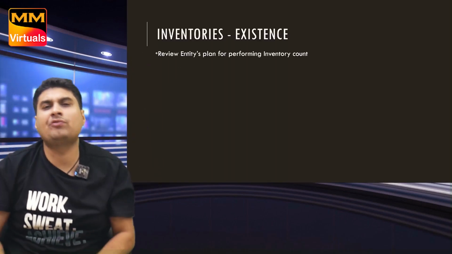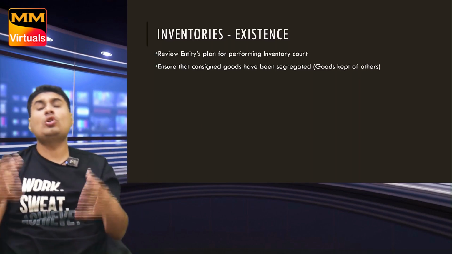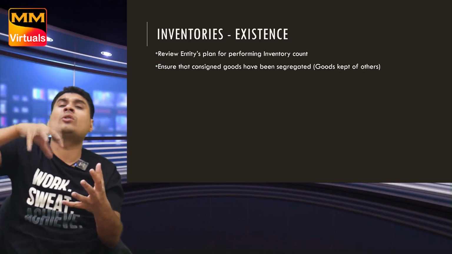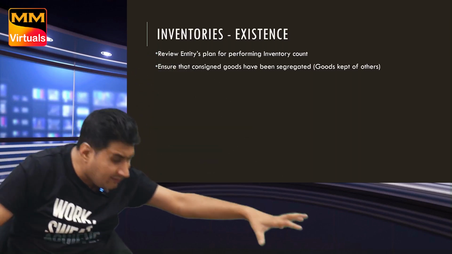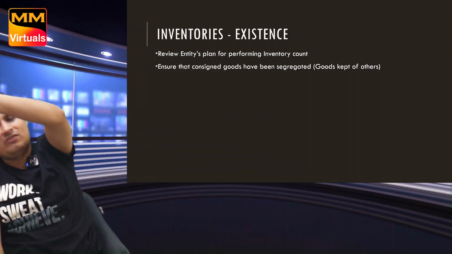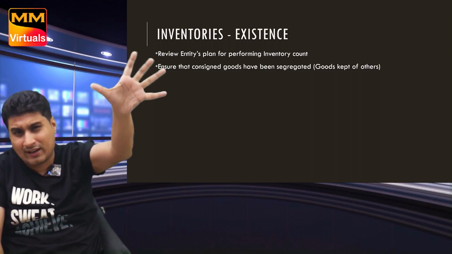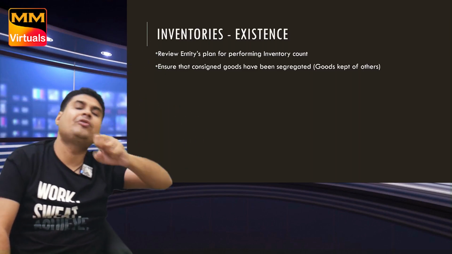Review the entity's plan for inventory. Second, ensure goods consigned, meaning others' goods, are not included. If other goods are kept at your factory, don't include them. Many times we will also keep our goods with others. We have to consider that as part of our inventory. Maybe take physical confirmation from them.